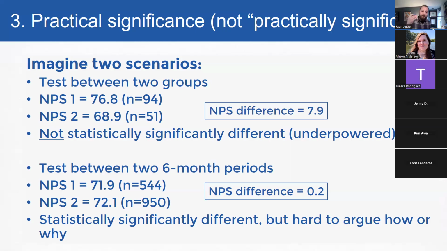That's a bummer. Okay, now imagine another scenario where I'm looking at large chunks of data, right? 2 full 6-month periods. Maybe there are 2 summers where I did really good at data collection. And the net promoter score between these 2 groups is very close, right? The net promoter score difference is 0.2. And it's found to be statistically significantly different because my sample sizes are so large. But depending on these 2 groups, I have a hard time articulating why that matters. Why does 0.2 of a net promoter score matter? And what can we do about it?